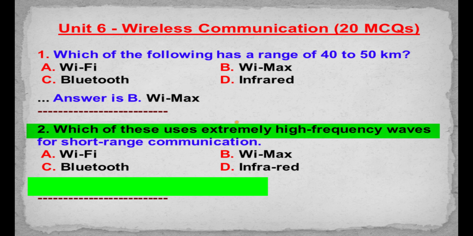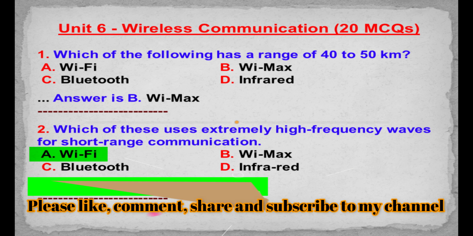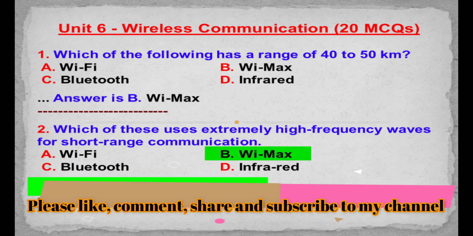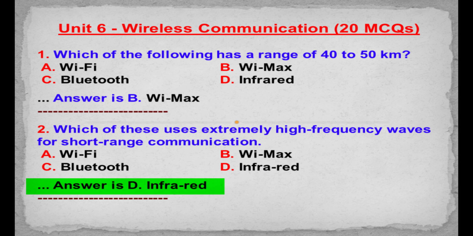MCQs number 2. Which of these uses extremely high frequency waves for short-range communication? Option A, Wi-Fi. Option B, WiMAX. Option C, Bluetooth. Option D, infrared. Correct answer is option D, infrared.